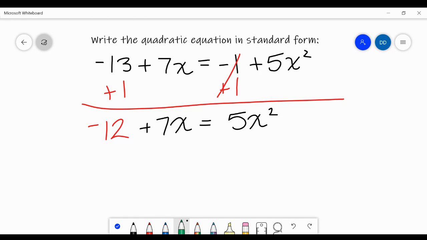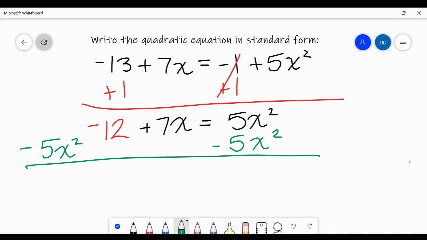Now we still have a 5x squared on the right. We want to move that over. So we're going to subtract 5x squared on both sides. Now, 5x squared is not like terms with the negative 12, and it's not like terms with the 7x because they do not have an x squared. That's what we need. So I'm going to move it all the way over here. I'm not going to subtract it from anything that it's not like terms with. That cancels. So I'm left with negative 5x squared, and I'm going to bring down anything we didn't use.